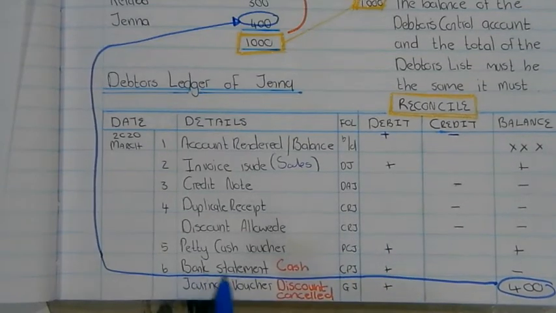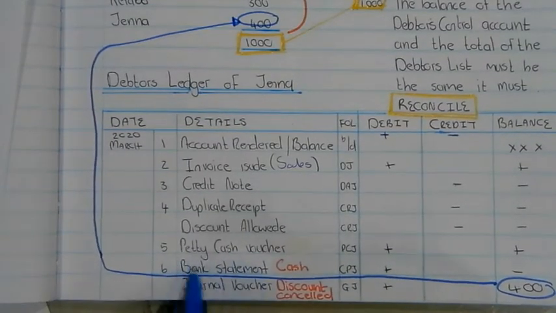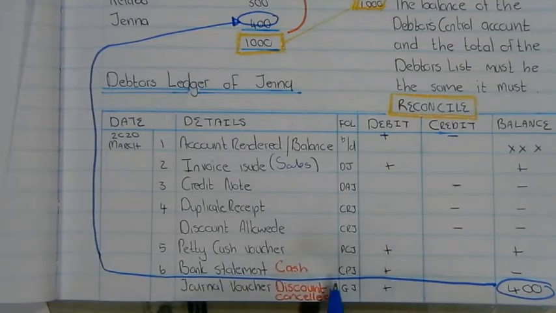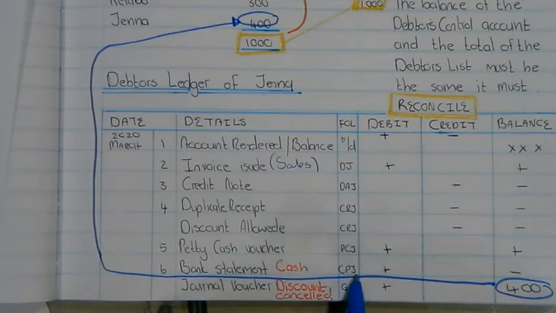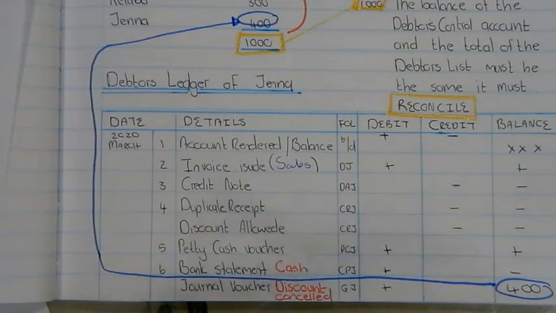Remember, the bank statement will then be my source document. My journal will be the cash payment journal, and only the cash part can be cancelled in my cash payment journal. The discount must be cancelled in my general journal.